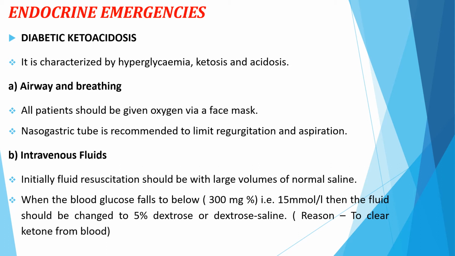Airway and breathing: all patients should be given oxygen via face mask. That's very logical. A nasogastric tube is recommended to limit regurgitation and aspiration. Intravenous fluid: initial fluid resuscitation should be with a large volume of normal saline, and when the blood glucose falls below 300 milligram percent, then dextrose or dextrose saline should be given to clear ketone from the body. You give intravenous fluid, initially normal saline, then dextrose or dextrose saline, meaning glucose saline, to treat the diabetic ketoacidosis.